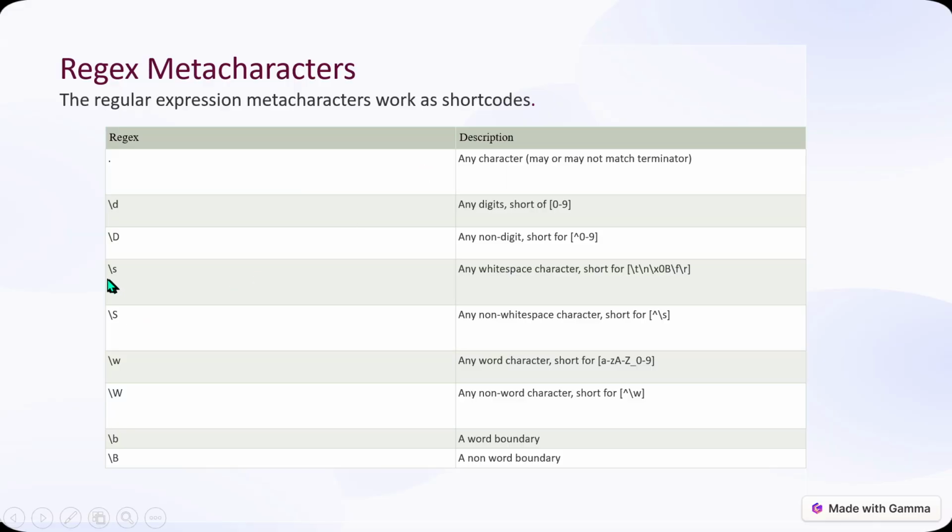Like this, for any white space, that is backslash s, we can provide any white space. And the reverse is capital S. Word and non-word, small w and capital W. This is an example. You can put backslash b for any boundary. So this is very useful.